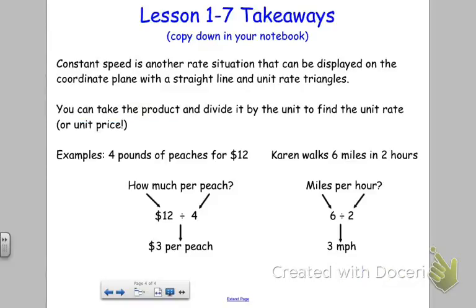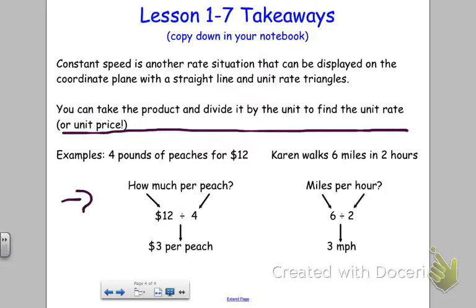Okay, so here are some of the takeaways from this lesson. First, constant speed is another rate situation that can be displayed on the coordinate plane with a straight line and, of course, unit rate triangles. This is very important. You can take the product and divide it by the unit to find the unit rate, or unit price if you're talking about money. And here's some great examples you probably want to write down in your notebook.